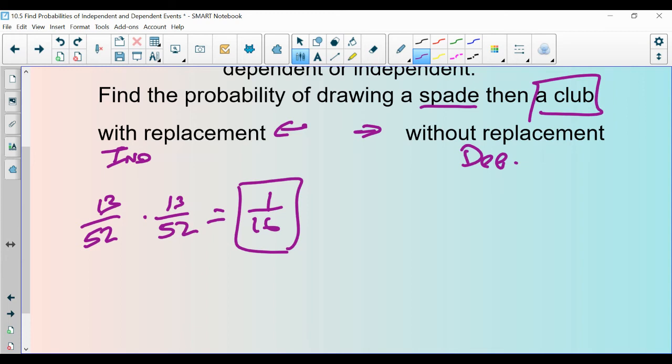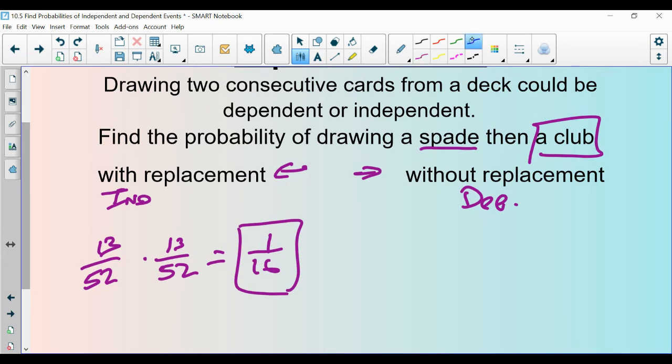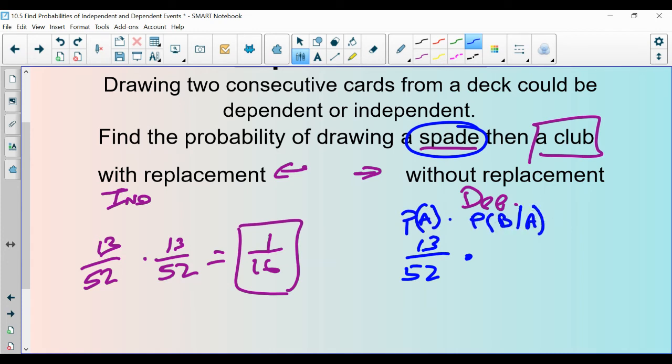What about without replacement? So in this example, you would first say, what is the probability of event A? And event A is drawing a spade. There is still a 13 out of 52, or 1/4 chance of drawing a spade. But then you would multiply that. Remember, the formula is probability of A times the probability of B, given that A happened. So what we need to do is we need to assume that A happened. We need to assume that I drew a spade. Now, what's the probability of drawing a club?